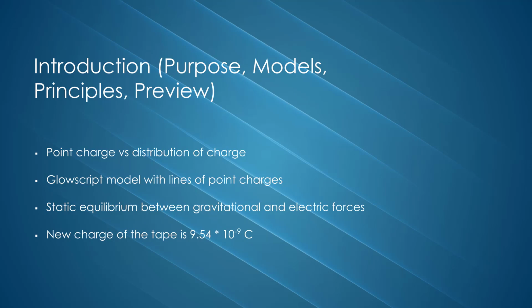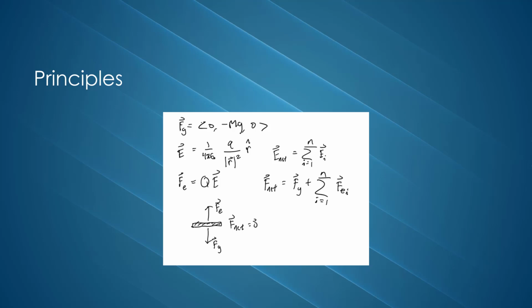And our brief preview is that our new charge of the tape is 9.54 times 10 to the negative 9 coulombs. Key principles. So gravity is negative mg in the y direction, and our electric force is the charge of our observation point multiplied by E net at that given point. And E, the formula for electric field, is given on screen.